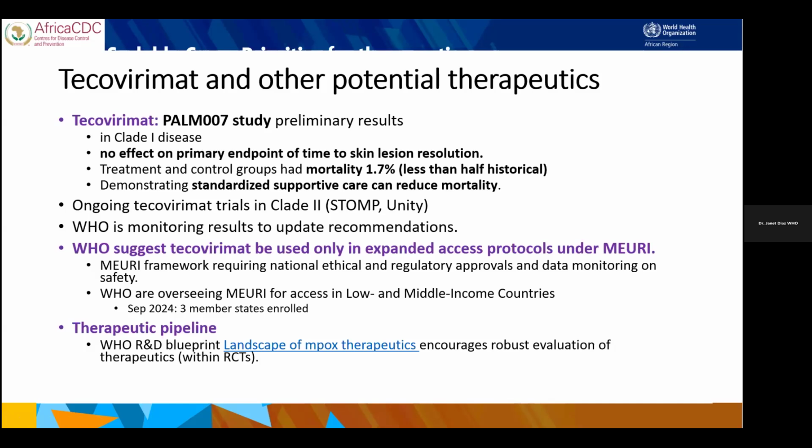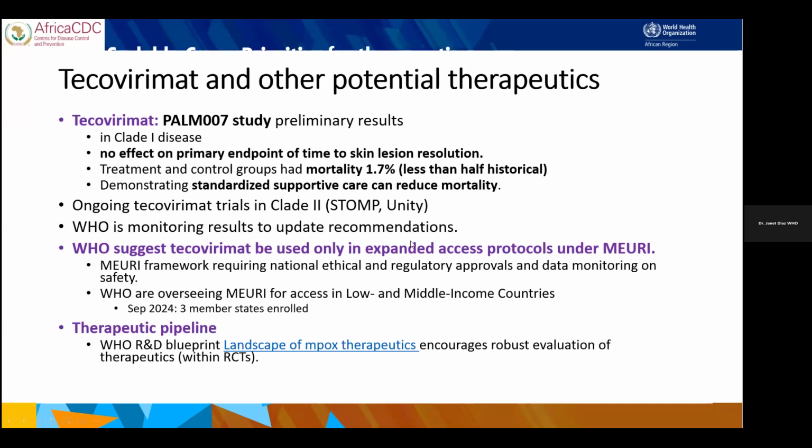However, both groups in this trial had a mortality of 1.7%, which is less than the historical mortality reported in the Democratic Republic of Congo, which has been consistently higher. And what that does suggest is that they did implement as well a standardized supportive care treatment protocol, so just to do the basics well, and that in itself probably reduced the mortality in this patient population.